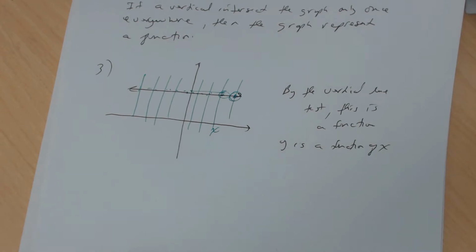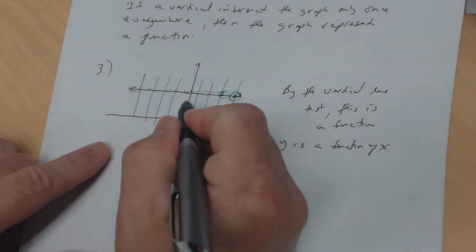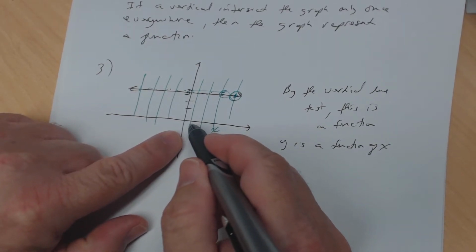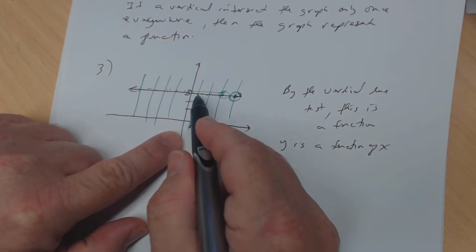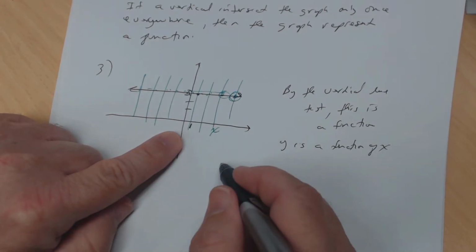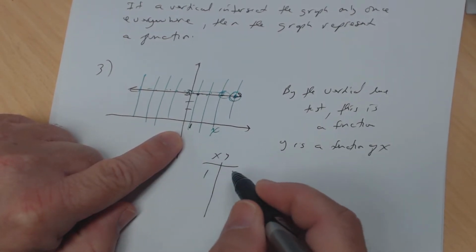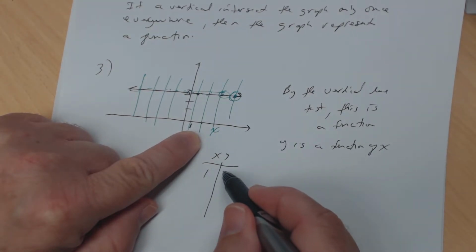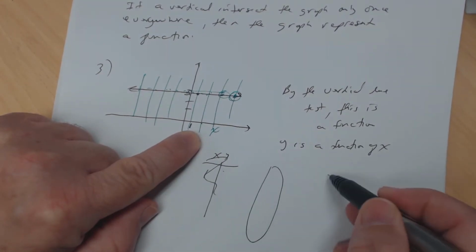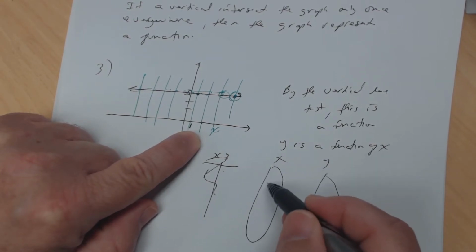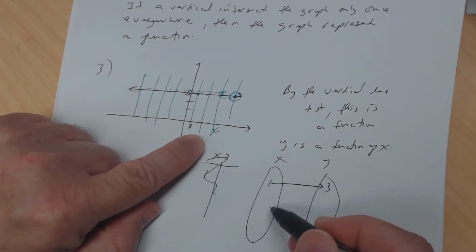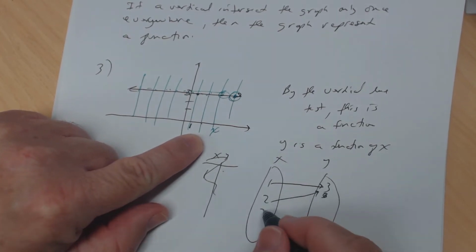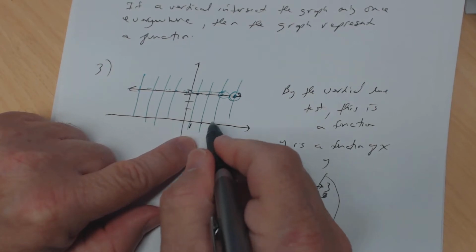All right, now what I wanted to do though was, let's say this is 1, 2, let's say this is 3 right here. So what that means is this: when x is 1, my y value is 3. When x is 2, my y value is 3. When x is 3, my y value is 3.